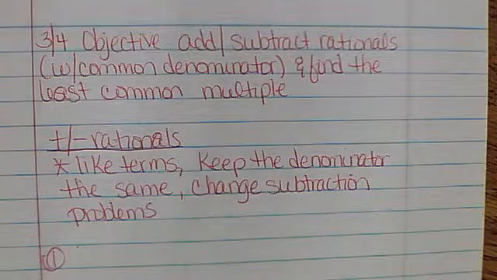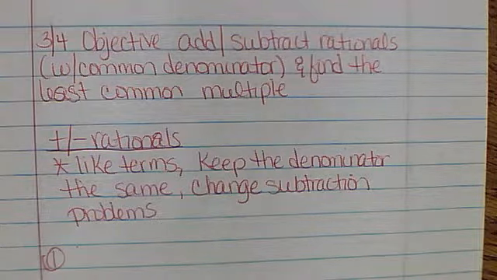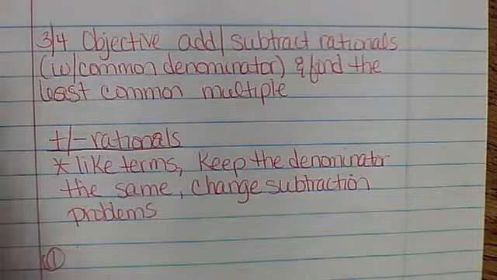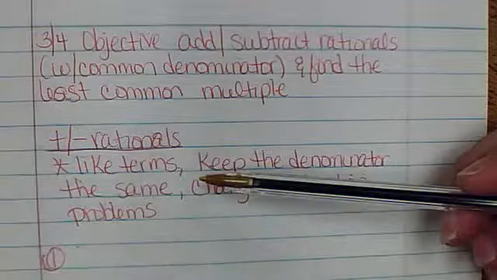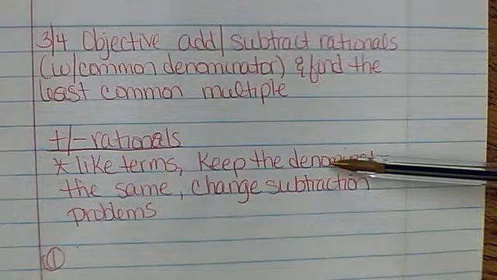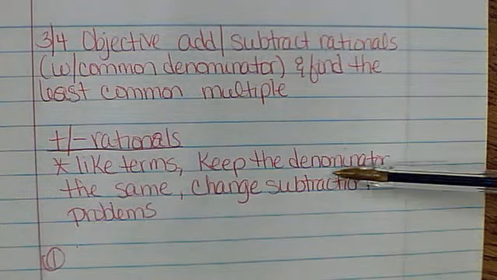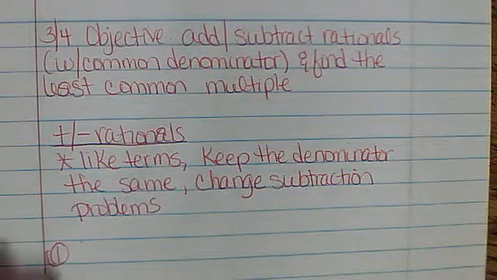Our Algebra 2 objective today is to add and subtract rationals with a common denominator and find the least common multiple. To add and subtract rationals, we have to remember like terms. Remember, same variable, same exponent. We have to remember to keep the denominator the same because everything today is going to have a common denominator, and we're going to change subtraction problems.